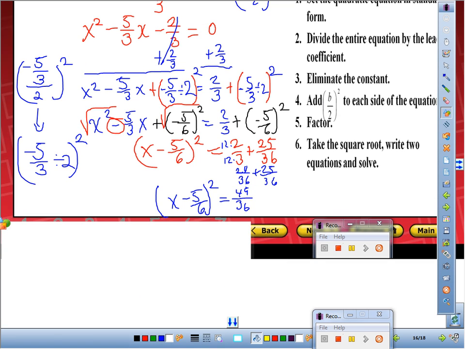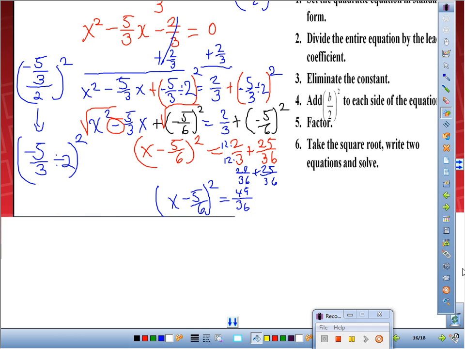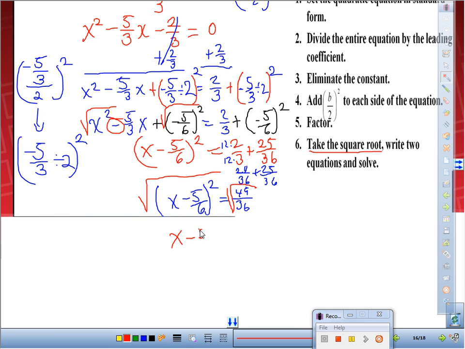Okay, so now let's do our last steps. Step number 6. What we just did was the factoring part. You're saying, man, there was a lot of steps, Mr. Q. Yes, I've been telling you. There it goes. So, last step, take the square root. Why do we do that? To get rid of this square. So square root of this, but whatever we do to one side, we do to the other. So this becomes x minus 5 over 6. Why? Because this cancels that. Equals plus or minus. What is square root of 49? 7. What is square root of 36? 6.